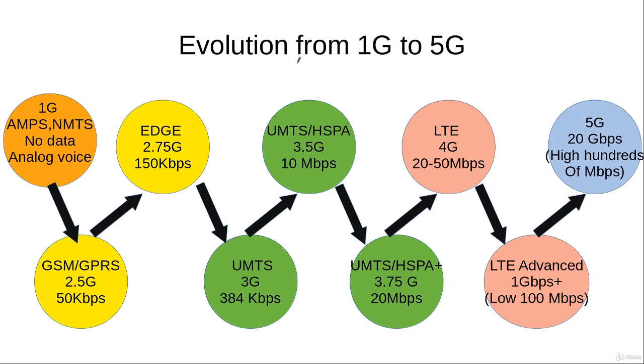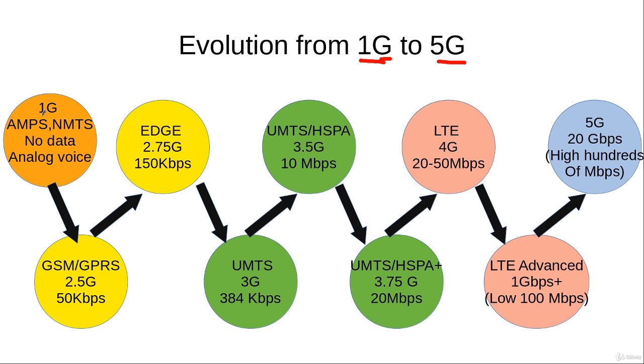First of all, we will briefly discuss the evolution of the mobile communication systems from 1G to the 5G. You might ask the question, what does this G stand for? This G stands for generation. That means that 1G stands for first generation of the mobile communication systems.